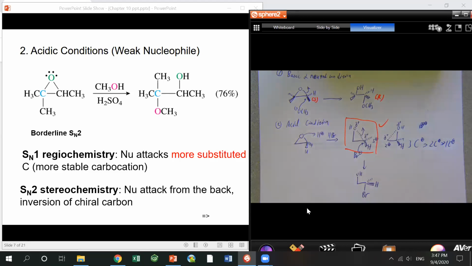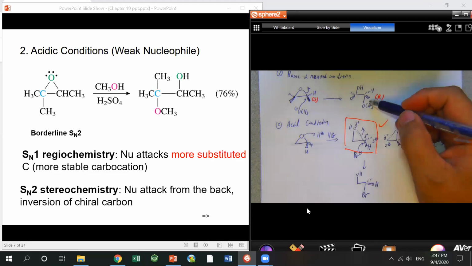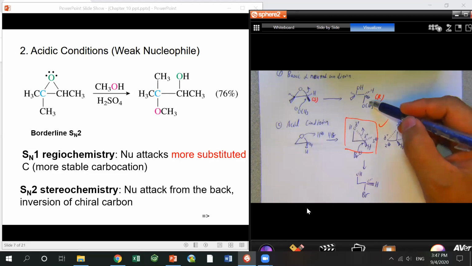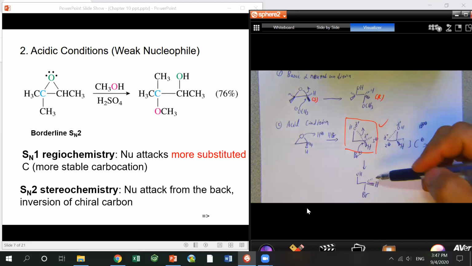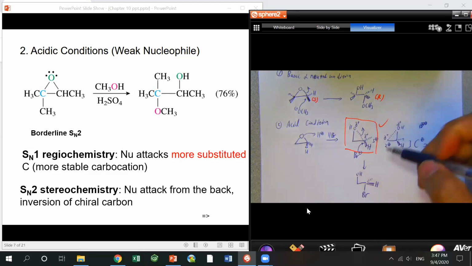If you still don't understand what's going on, just keep in mind: in the ring opening reaction under basic conditions, the nucleophile attacks the less substituted carbon, while under acid conditions it attacks the more substituted carbon. Both are back attack.